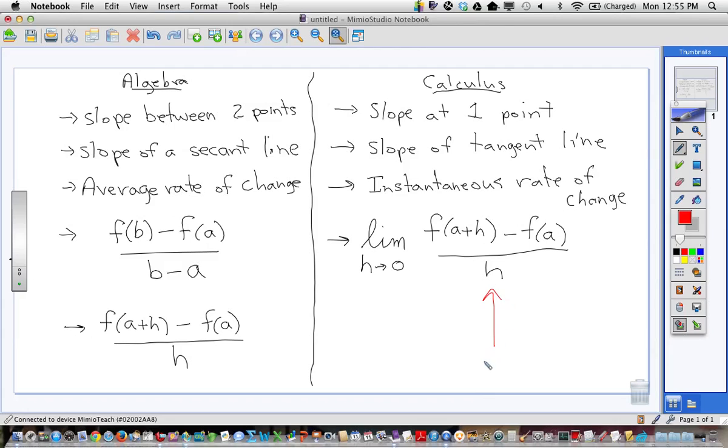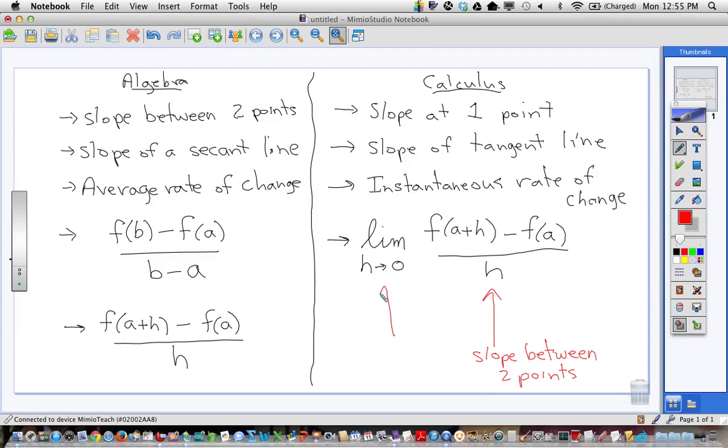Now let's break this apart into its two pieces. This piece right here is simply slope between 2 points. Right? All that is, when you see that part of it, it's called the difference quotient. The difference quotient, because we subtract the y's, subtract the x's, and then we divide them. So it's called the difference quotient. That's just plain old average rate of change.